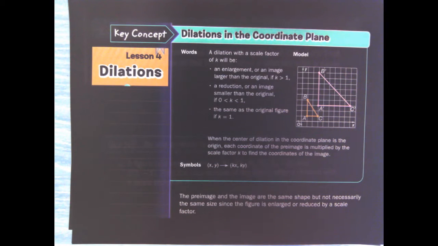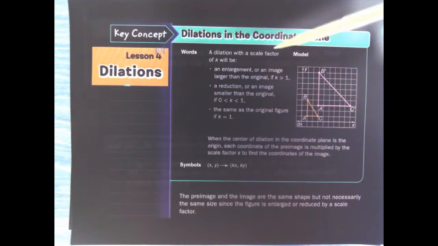So the translation, reflection, and rotation all had to do with the position of the image. The pre-image and the image were congruent. Now dilations, we're going to talk about the size of them. So let's take a look here.